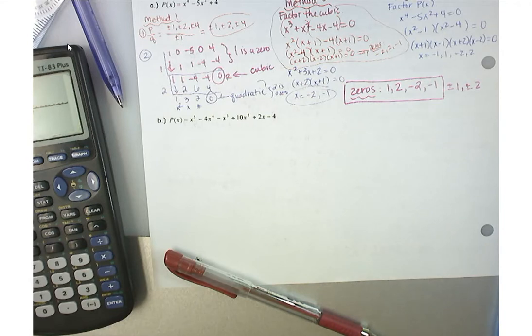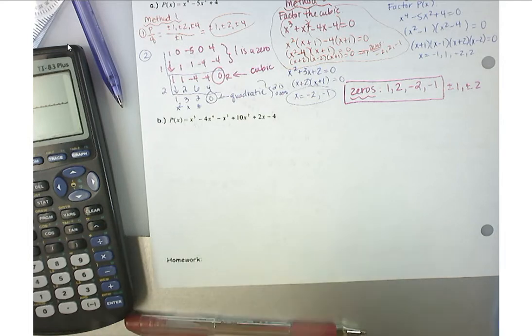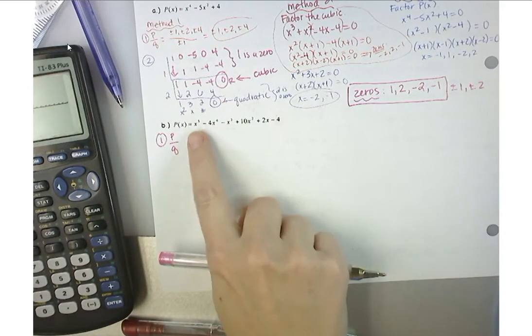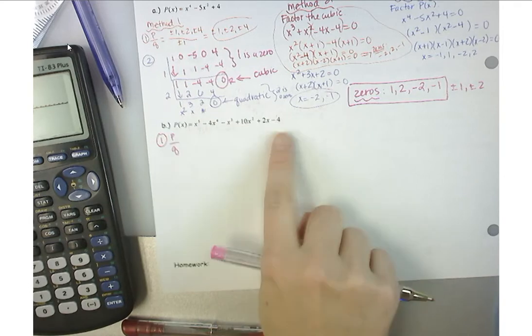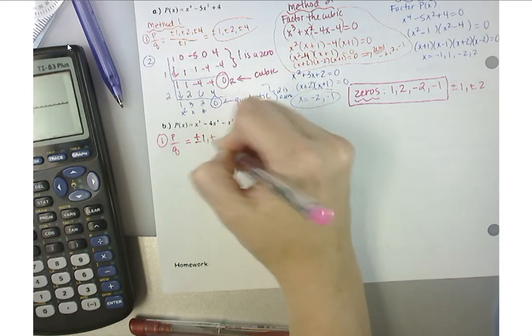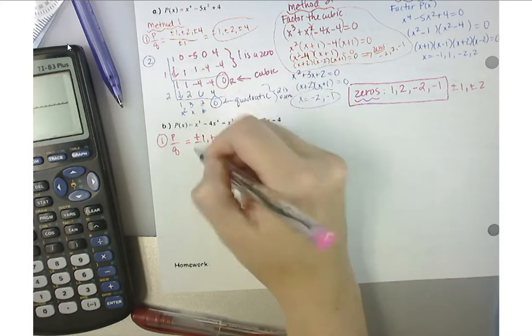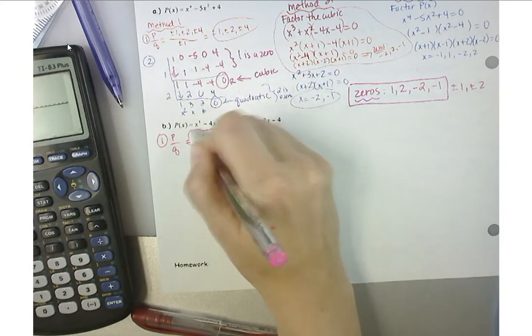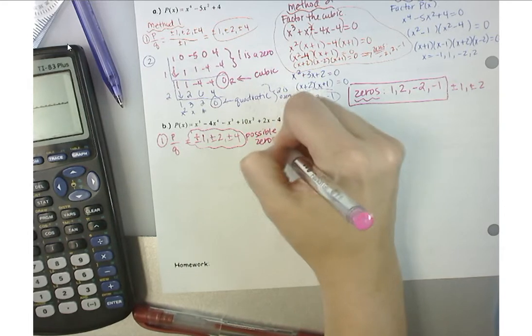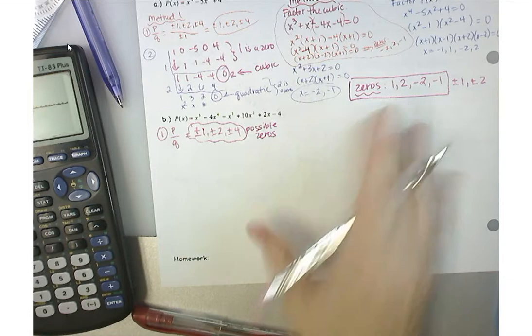Right, so for part B, again, we are just going to use our first method where the first thing we want to do is pick out our possible zeros, so P over Q. You guys notice that the leading coefficient is 1, which means you're just going to have the factors of 4. So plus or minus 1, plus or minus 2, plus or minus 4. Those are going to be your possible zeros. Okay, and they are possible, not actual.